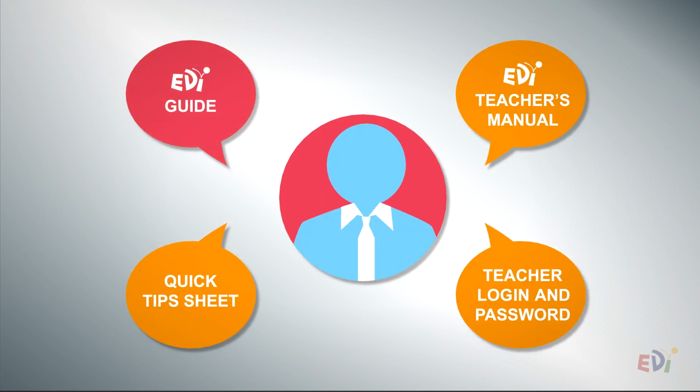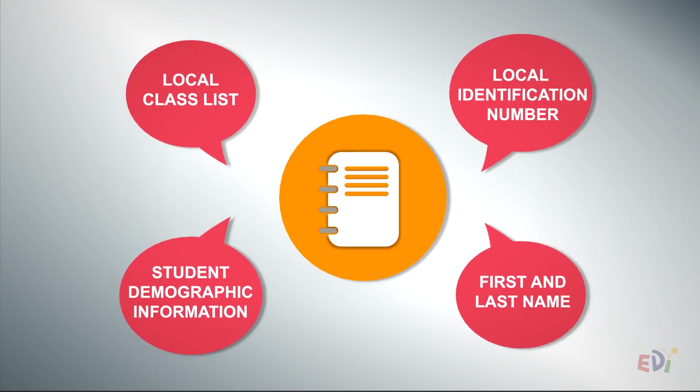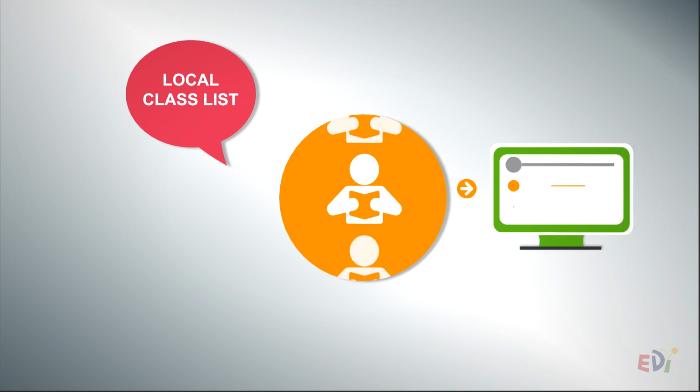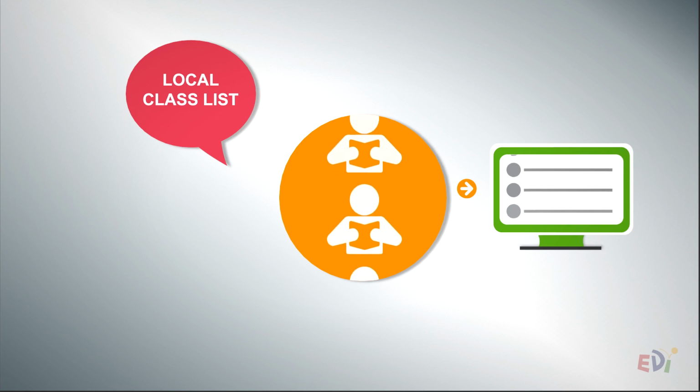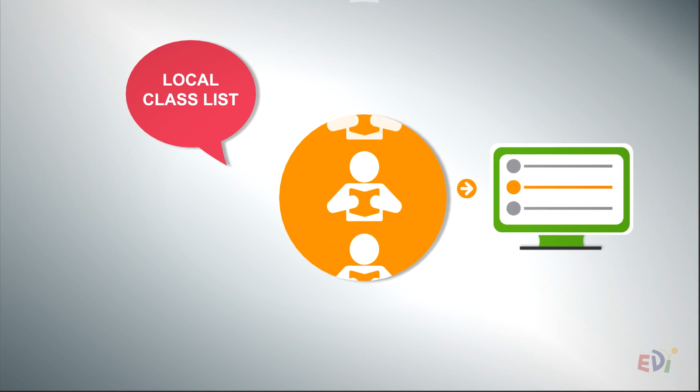You should have received an EDI package from your local coordinator. This contains an EDI guide, an EDI teacher's manual, a quick tips sheet, and your teacher login and password. Your local coordinator will also provide you with a local class list for every class you teach. This list contains each student's demographic information, their local identification number, and their first and last name. Use this class list to match your students with the class list on the EDI system to make sure you are completing the questionnaire for the right student.